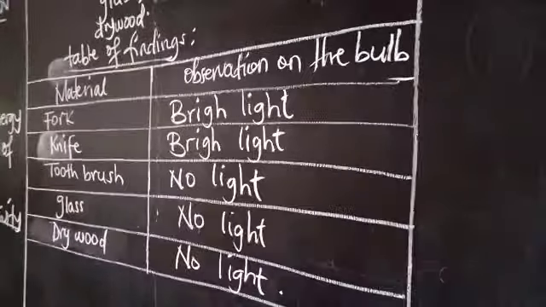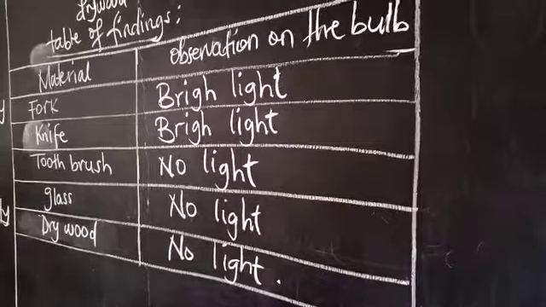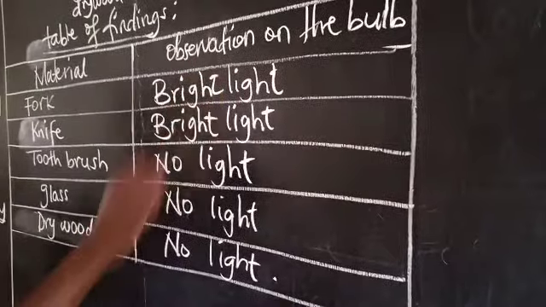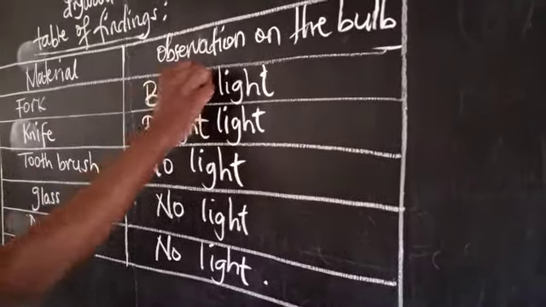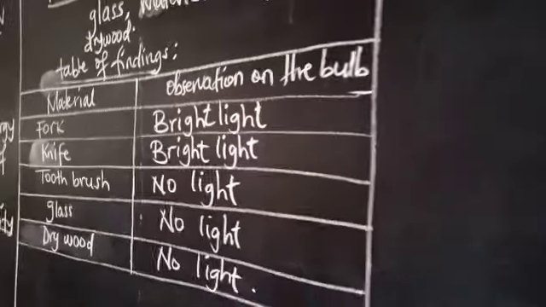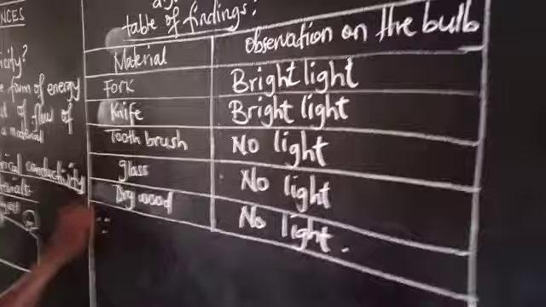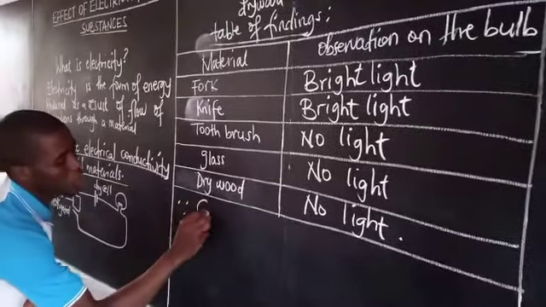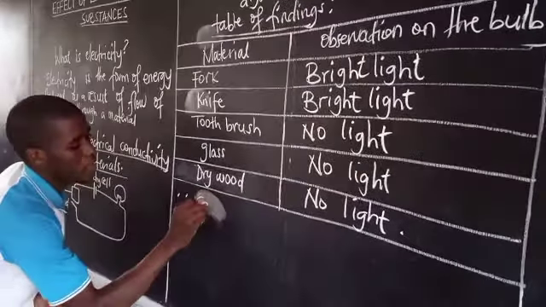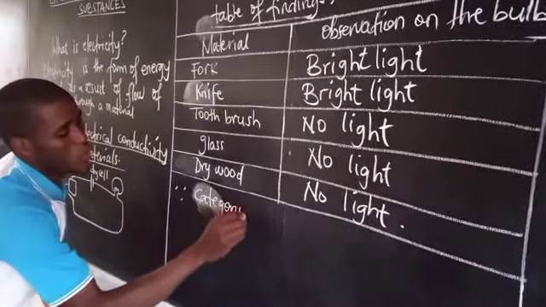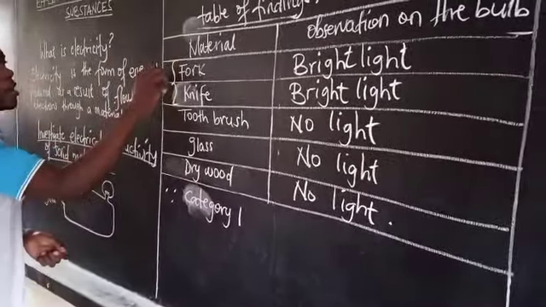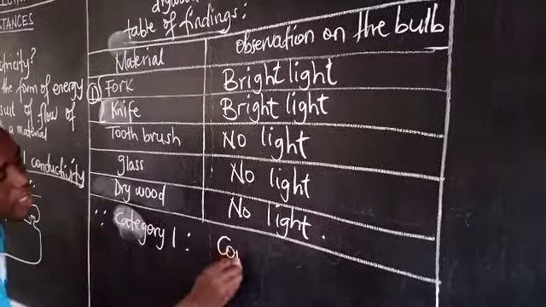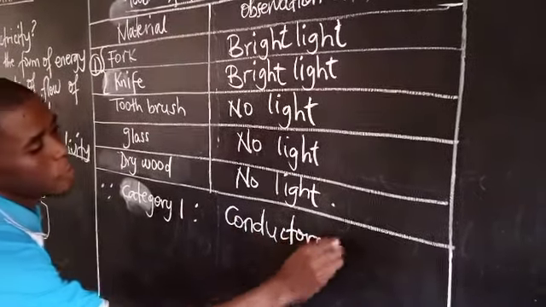An indicator that we have two types of solid substances: the ones that have produced light and the ones that have produced no light. An indicator that solid materials can be divided into two. Category 1 is what we are going to call conductors, the conductors of electricity.